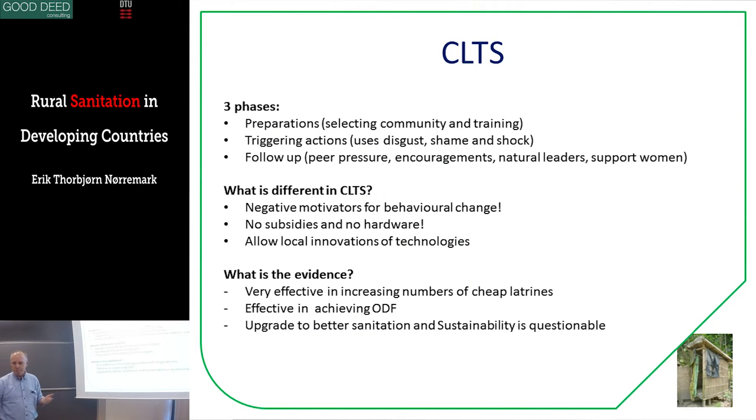I'm not going to show a video, but CLTS is community-led total sanitation. It's a new method compared to FAST. It was developed in the beginning of the millennium in Bangladesh. It works completely different from FAST. It also says aha, but it says aha in the way that people get ashamed, because it takes the villagers through a process of finding out how much shit they are producing per year, spread around the whole village.